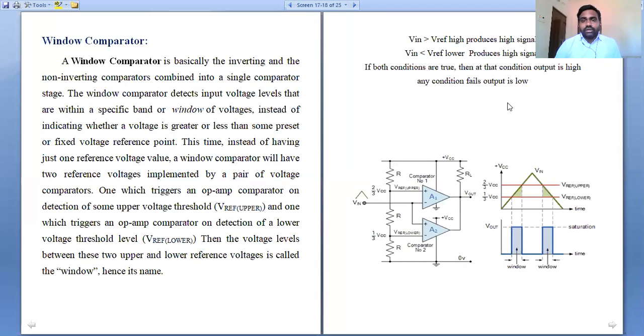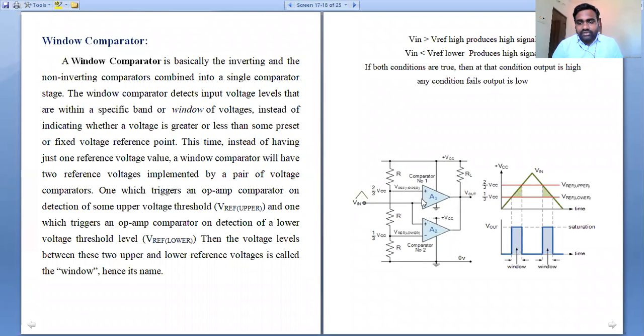Here, see the construction. It is not a single comparator circuit. We have two operational amplifiers applied as comparators. Look at the input voltage. The input voltage is a time-varying signal, that is, a triangular pulse, right? The input voltage is a triangular pulse.